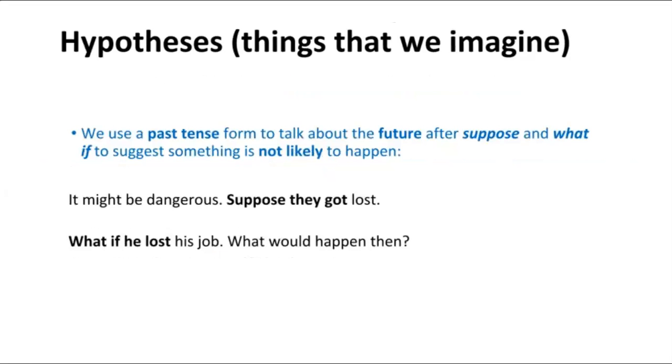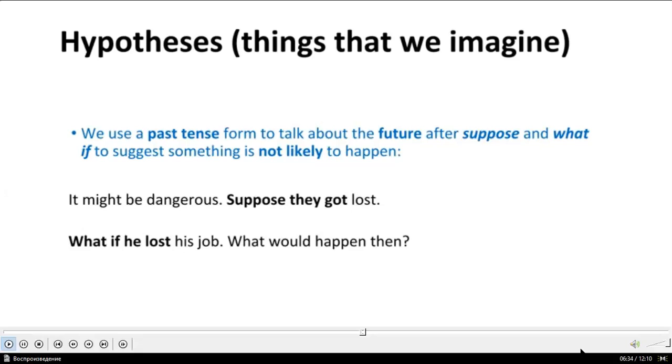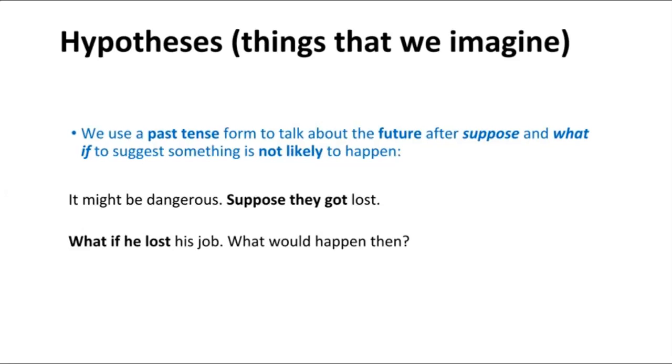Okay. Let's take a look at the second thing. We use past tense form to talk about the future, after suppose and what if, to suggest something is not likely to happen. So in the last example, we talked about the things which were likely to happen, but now we are talking about things which are not likely to happen.